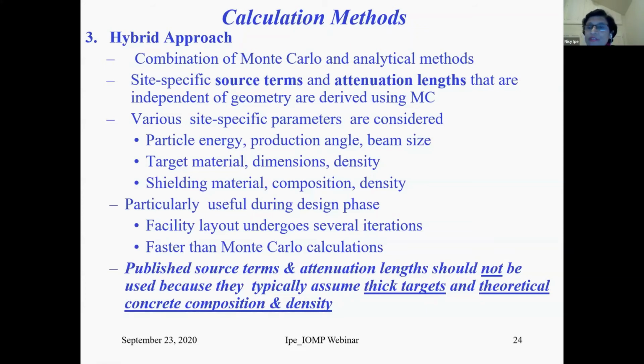However, a word of caution. Published source terms and attenuation lengths should not be used because they typically assume thick targets and they are available only for a limited number of materials. And they also assume theoretical concrete composition and density when we should be specifically using the site-specific concrete composition and density.